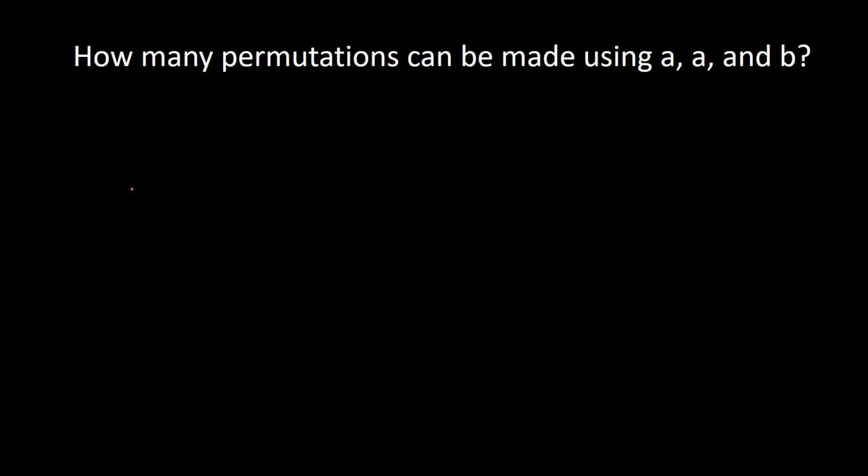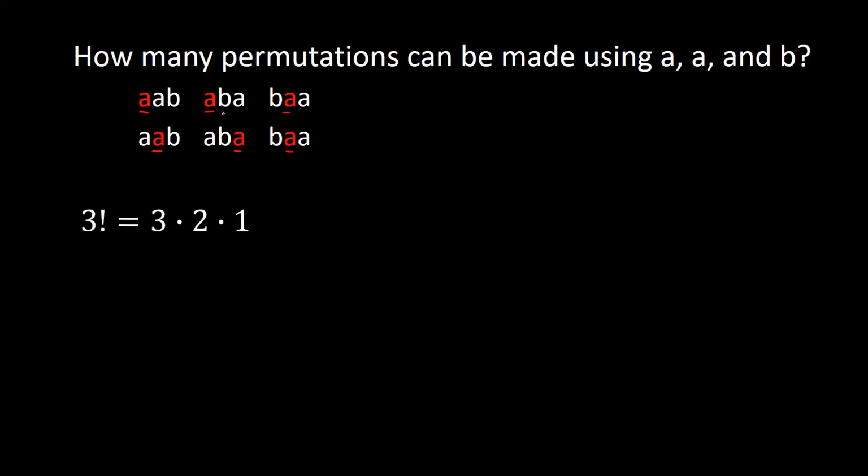Now the question is going to be, what if you have repeat letters? So here we have A, A, and B, and the question is how many permutations can be made using those 3 letters? So just like before, I can list out all the possibilities, where I could have AAB, ABA, BAA, or AAB, ABA, or BAA. Where notice the red letter is the one A, and the other white A is the other A. Now, looking at this, we have 6 possibilities, 3 times 2 times 1. We have 6 possibilities, but notice that some of these are repeats.